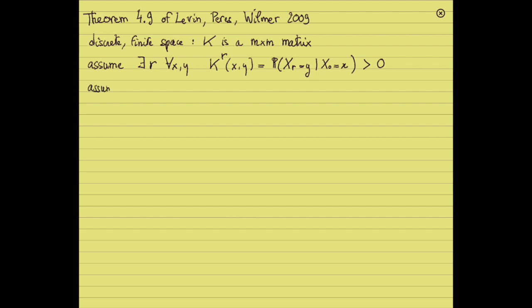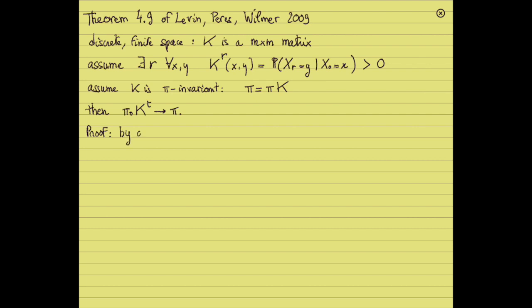So the chain can go from any x to any y in r steps. And we're going to further assume that K is pi invariant. So we have the equality between pi and pi times K. Then let's prove that pi 0 k to the t, which is the tth marginal of the chain, converges towards pi. So let's prove this.